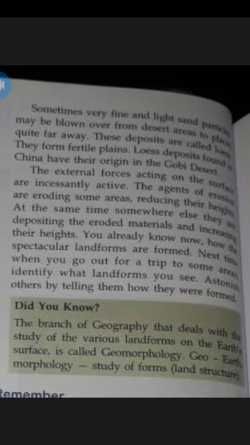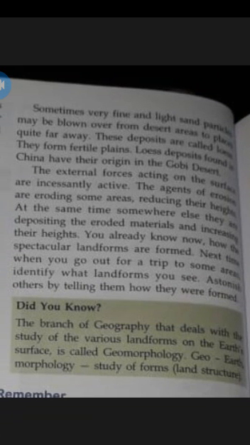Sometimes very fine and light sand particles may be blown from desert areas to places quite far away. These deposits are called loess. They form fertile plains. Loess deposits found in China have their origin in the Gobi Desert. The Gobi Desert is situated in Mongolia, north of China, and from that desert the fine sand is blown into China and forms fertile loess land.